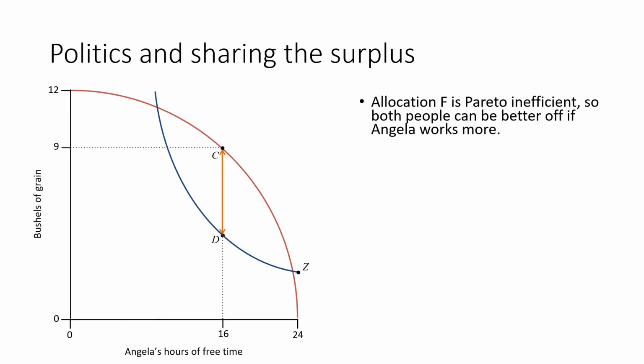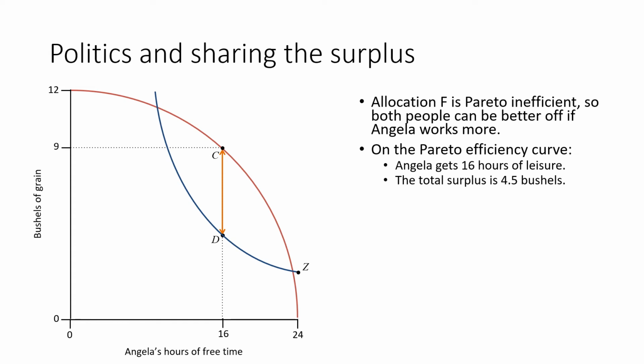The fact that it's inefficient means that both people could be better off if Angela works more hours, since the extra grain she would produce in an additional hour exceeds what you would have to pay her for her to be willing to do it. Remember that on the Pareto efficiency curve, Angela gets exactly 16 hours of leisure, and the total surplus is 4.5 bushels, split somehow between Angela and Bruno. Initially, when he makes a take it or leave it offer, Bruno gets all the surplus at point D, but some other points up here would be better for both of them than where they are now.